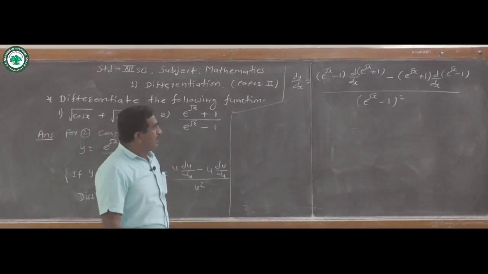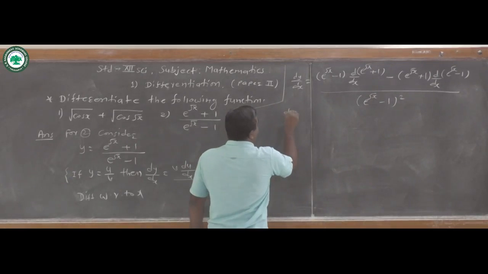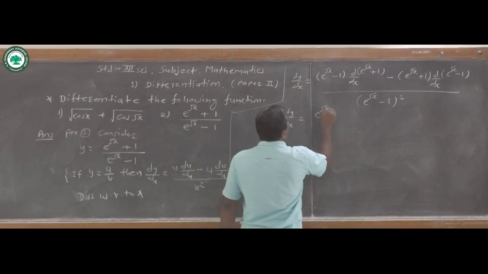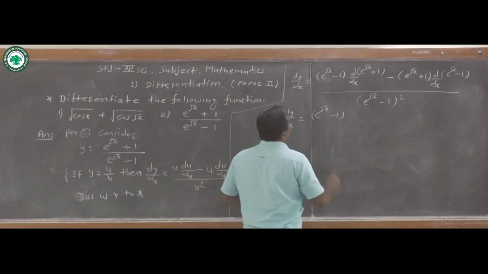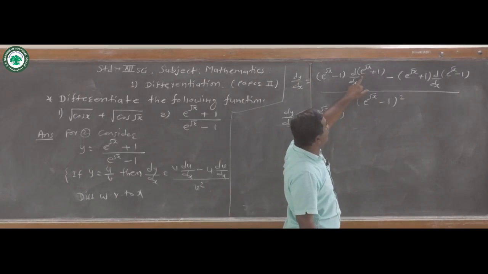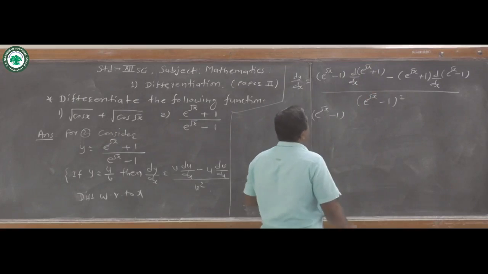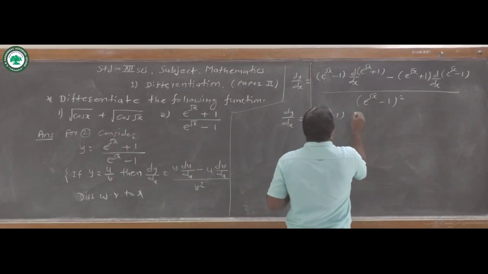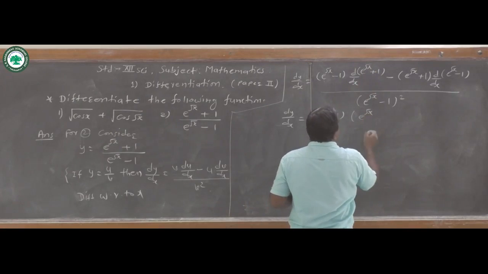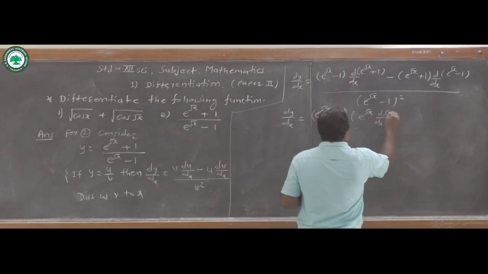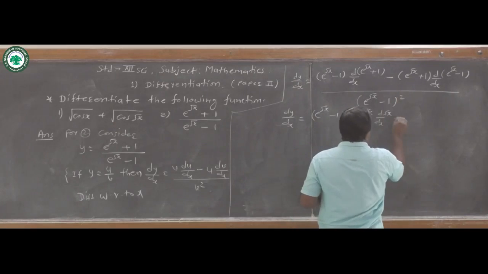Okay. Now further, dy by dx is equal to e raised to root x minus 1 into the derivative of this. We can use the addition rule here: derivative of e raised to root x plus derivative of 1. Derivative of e raised to root x is e raised to root x into d by dx of root x, plus derivative of 1 is 0.